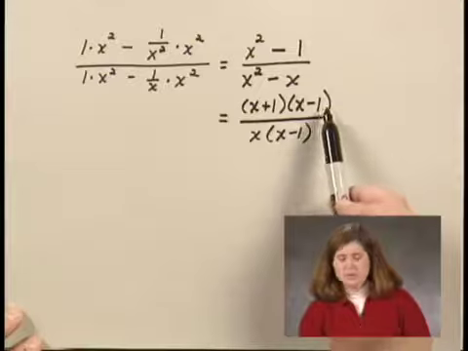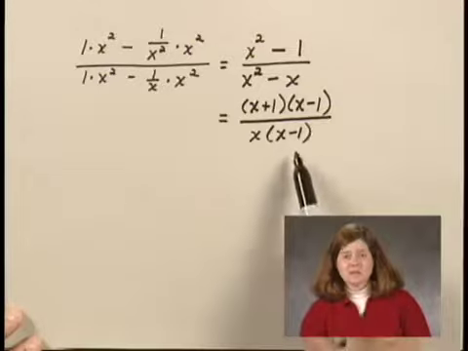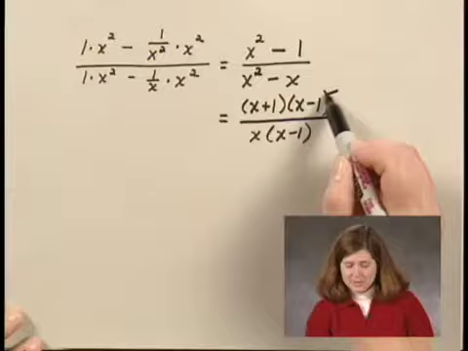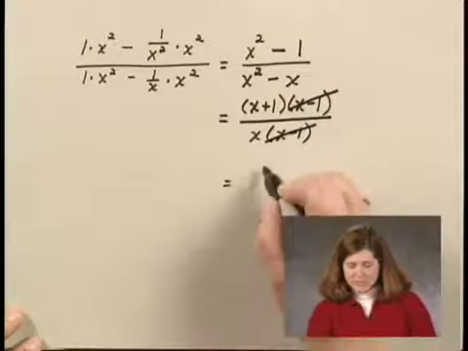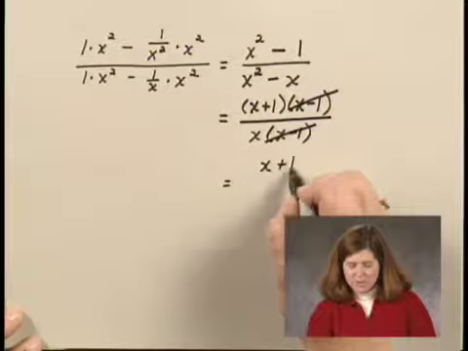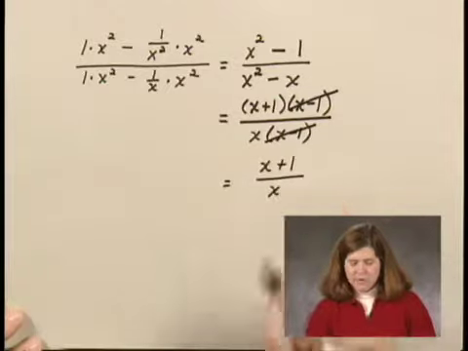X plus 1 is a factor of the numerator and a factor of the denominator. So I can cancel or remove a factor of 1, and I'm left with the simplified form x plus 1 over x.